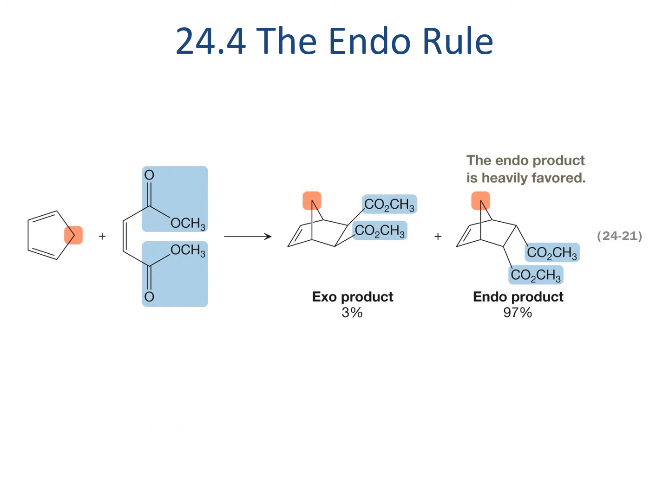Obviously, we can extend the rule even more if there are more substituents to favor the endo approach. In the case shown, each carbonyl prefers to stack under the diene orbitals, and the preference for the endo product, with the substituents opposite the bridgehead, is even more pronounced, with a 97% endo product and only 3% exo product.